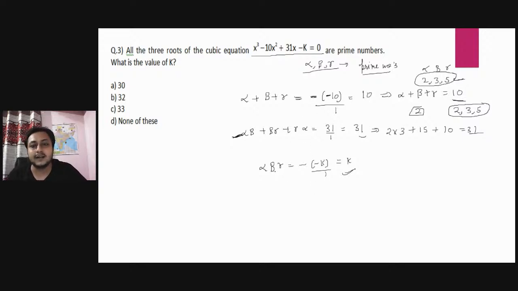So you have to find the product of these three numbers, basically the product of alpha beta gamma, which equals k, right? So k should be alpha into beta into gamma, means 2 into 3 into 5. 2 3 6, 5 30. So the value of k comes out to be 30. That is option A. Easy, guys. But you have to know these things: the sum of the roots taken one at a time, two at a time, and three at a time, right? You have to know this.